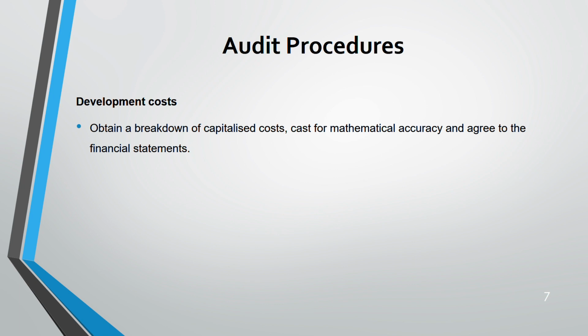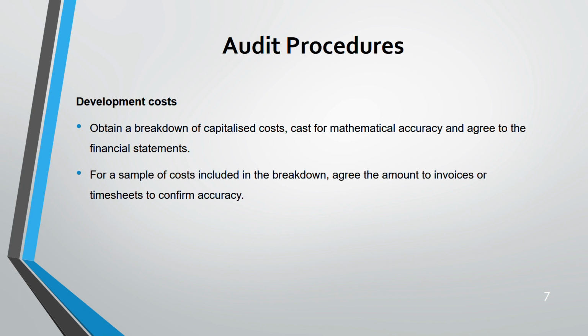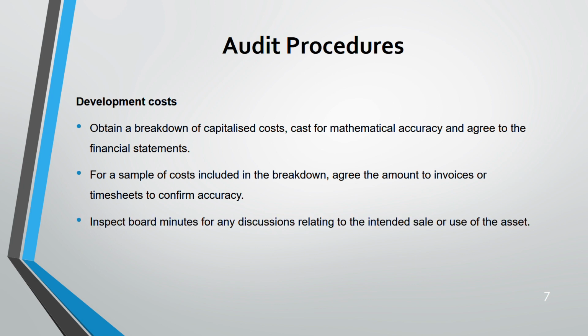We can check the arithmetical accuracy. One would be, we might be worried about the arithmetical accuracy. So what do we do to check the accuracy? We break down the capitalized cost and check it with the financial statement. Next, we take some sample of cost from the breakdown and agree the amount to invoices or timesheet to confirm accuracy. Third, we inspect board minutes for any discussion relating to the intended sale or use of the asset.